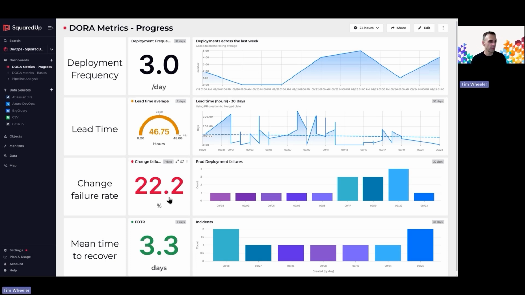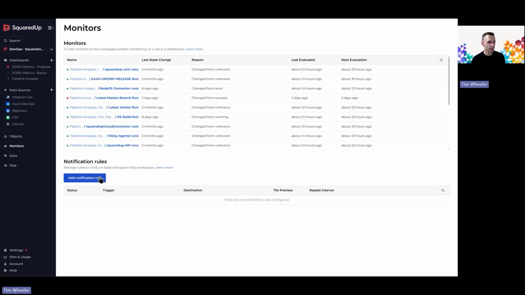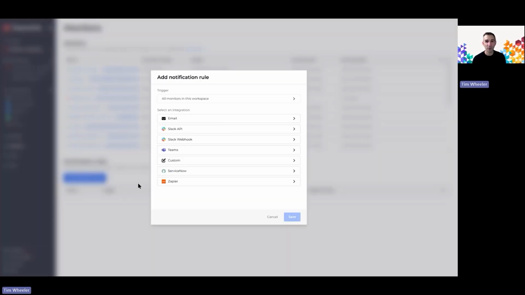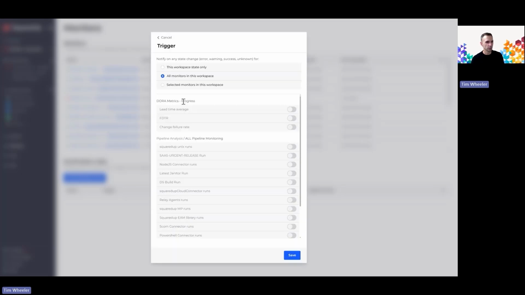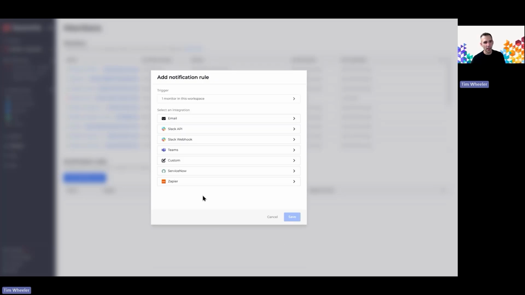Now we can take this one step further, actually. Once we have monitors, we can go into the monitors tab over here, and I can add a notification rule. So I'll just pick that one monitor we were looking at. I've already forgotten what it was, change failure rate, I think. So we can select that monitor, and then we can pick any integration here.